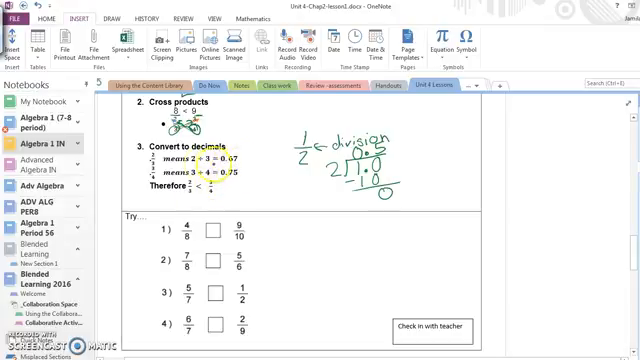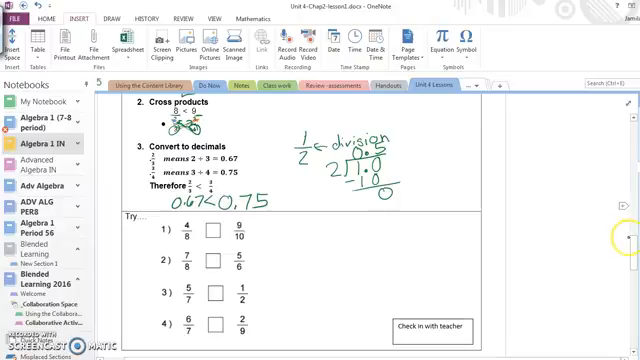And now I can clearly see that 2/3, which is 2 divided by 3, is 0.67. However, the decimal value for 3/4, or 3 divided by 4, is 0.75. And 0.75 is definitely more than 0.67.